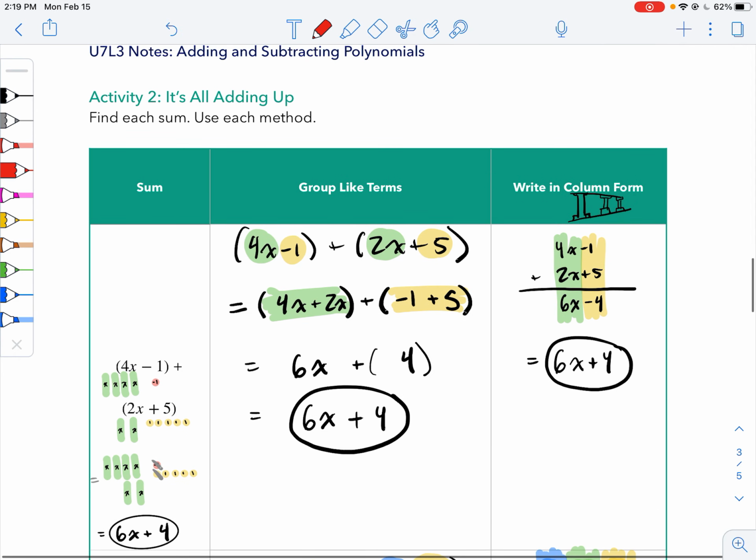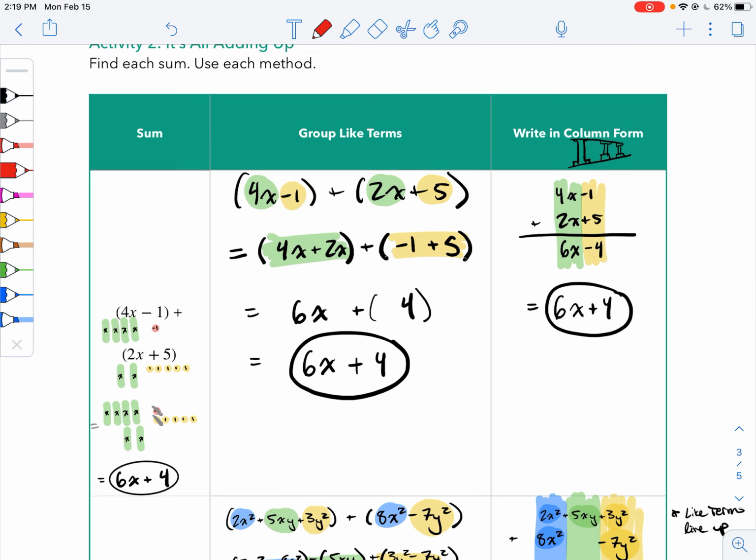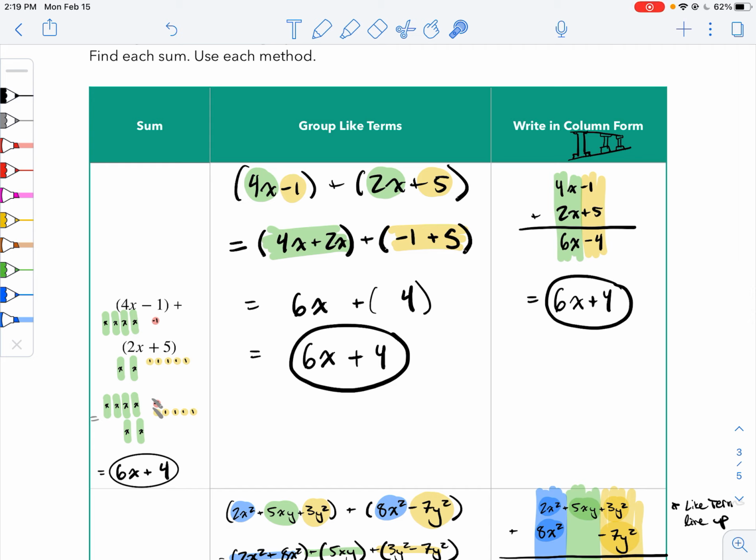There you go. So in your homework, you by no means have to use all of these strategies. You can just pick the one that you like best, and that's great, as long as you have a wonderful time on your homework.